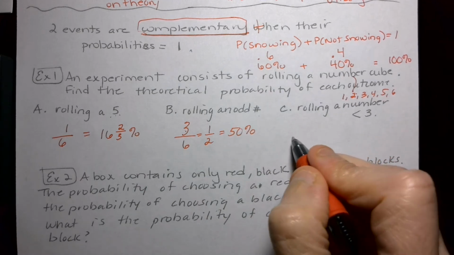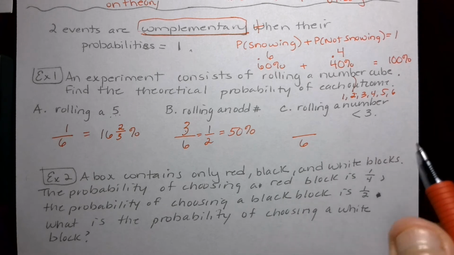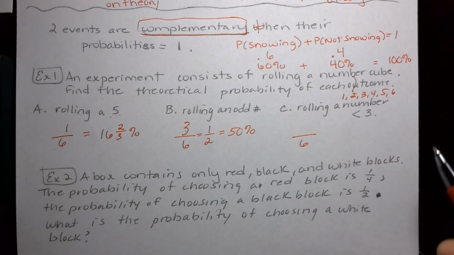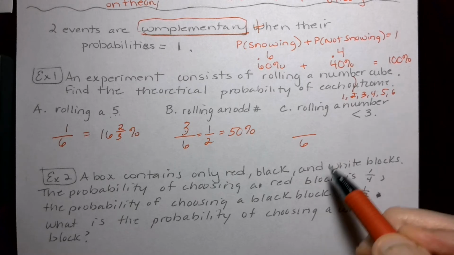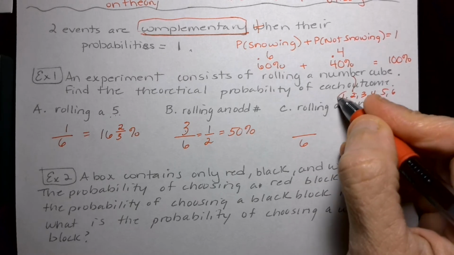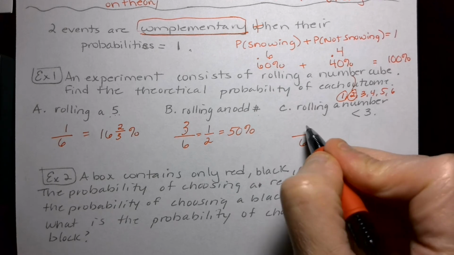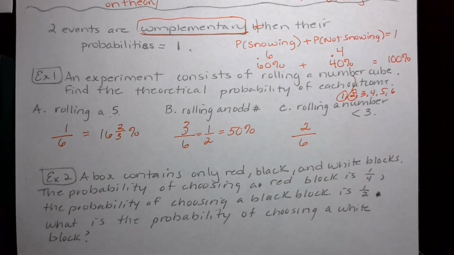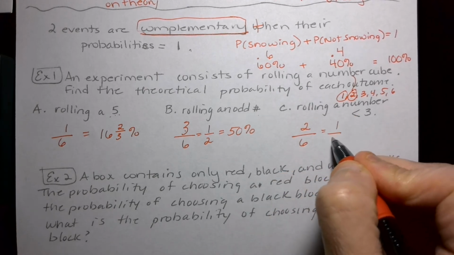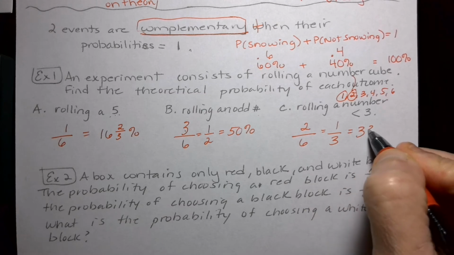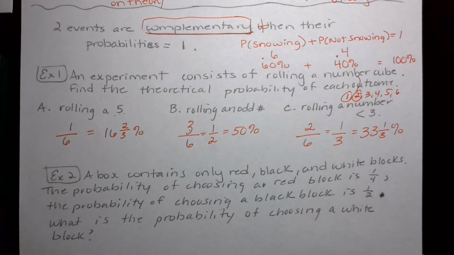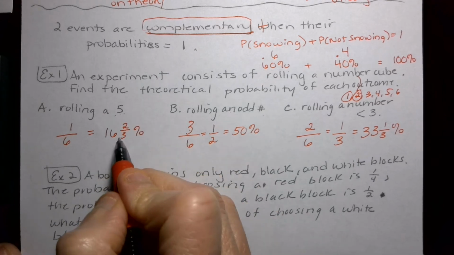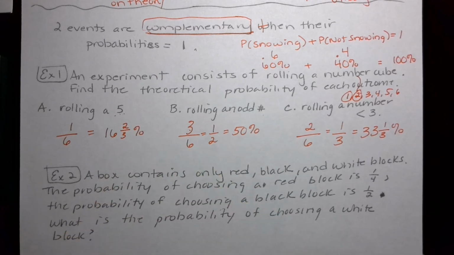Okay, rolling a number less than 3. The bottom is still a 6, and you need to look at the numbers that are here and see how many of those are less than 3. This one is, and this one is. So we have 2, which reduces to 1/3, which is 33 1/3%, or 33.3 repeating.